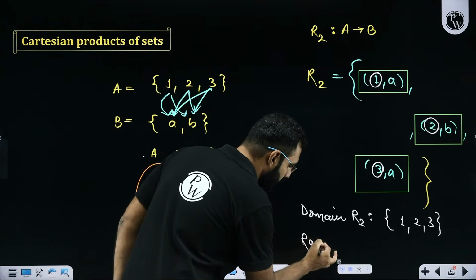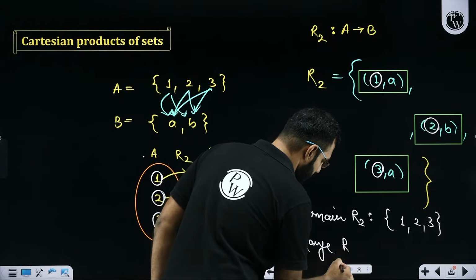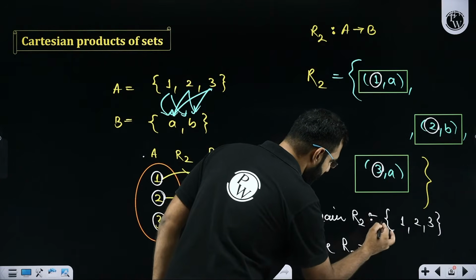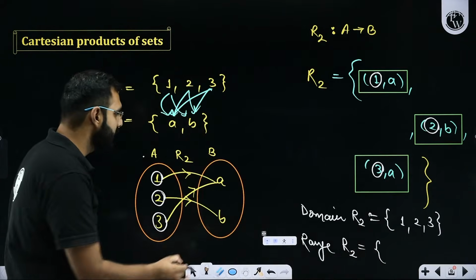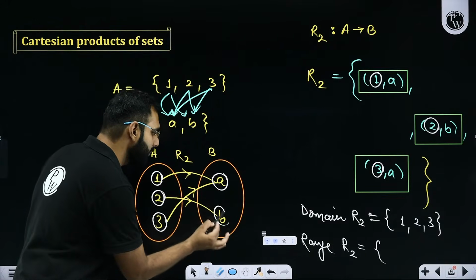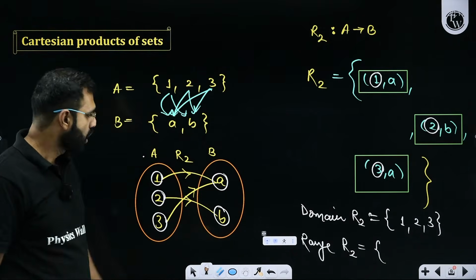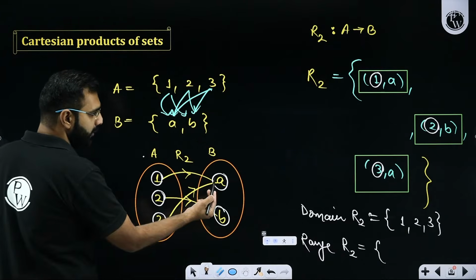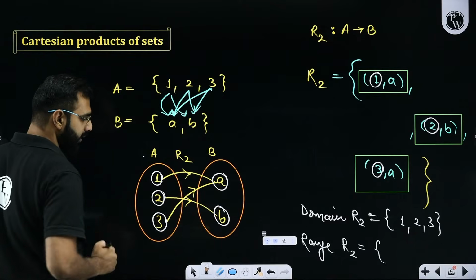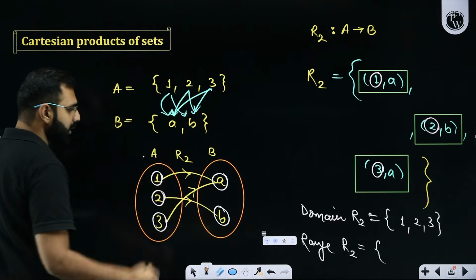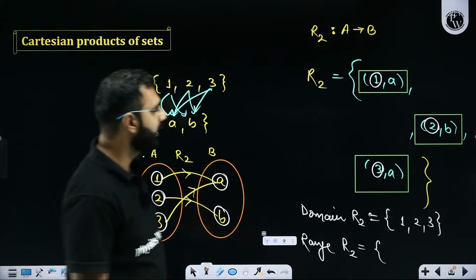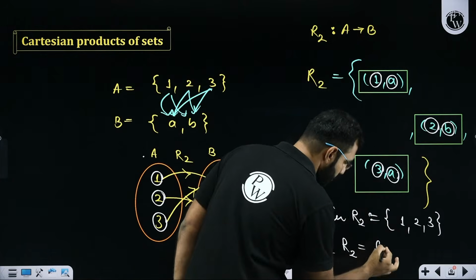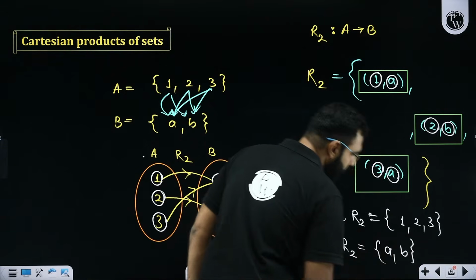Sir, what about the range? If I talk about the range of a relation R2, then I'll be preferably defining it as all the elements in this set B which have pre-images. Which means this element A has pre-images 1 and 3. This element B has a pre-image 2. So all the elements which have pre-images are called the range. So range here is going to be small a and small b.